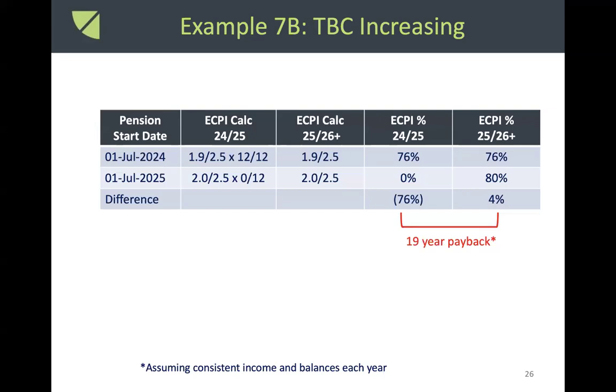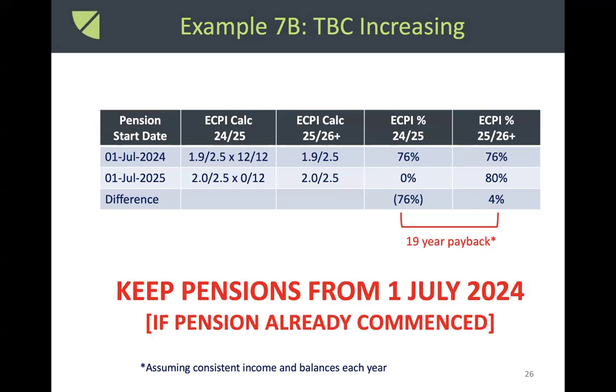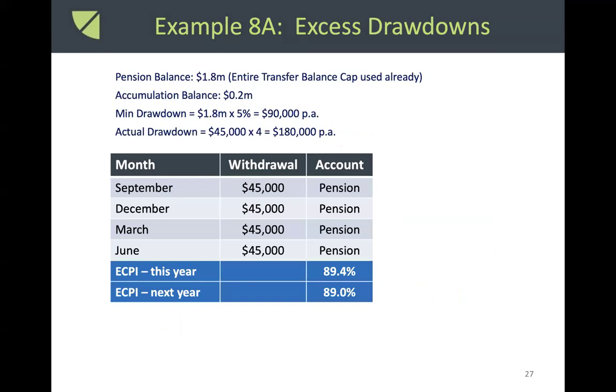And so you should make your pension drawdowns and take advantage of getting that higher ECPI, the 76% ECPI in the current financial year. So the message there is keep your pensions if you already started them on the 1st of July 24. Okay, this last series of examples is going to be the last set of examples, and then we'll move into the Q&A.